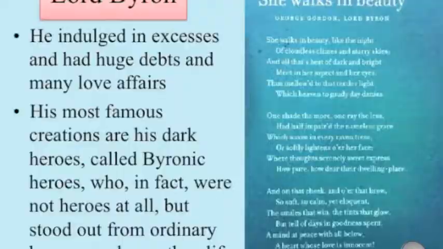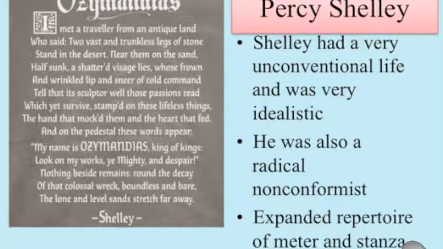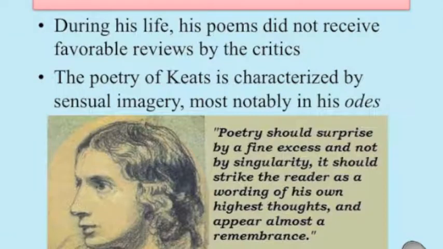Percy Shelley had a very unconventional life and was very idealistic. He was also a radical nonconformist, and he expanded the repertoire of metre and stanza forms. Finally, John Keats, whose poems did not receive favourable reviews from the critics during his life. His poetry is characterised by sensual imagery, most notably in his odes.